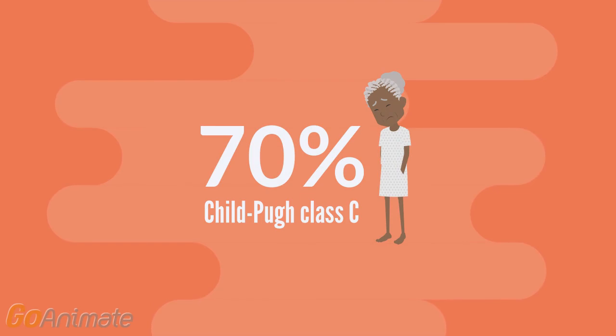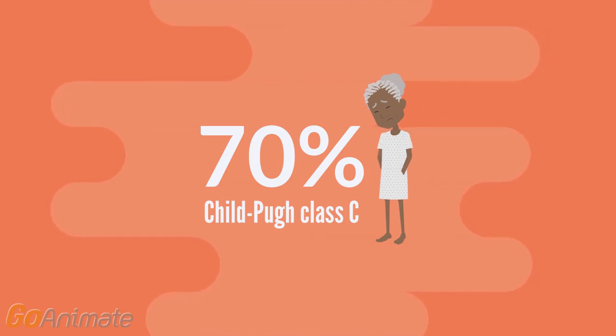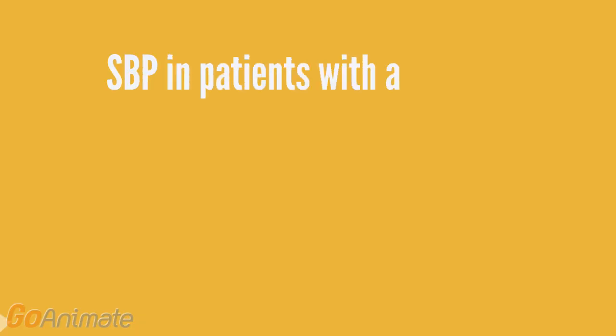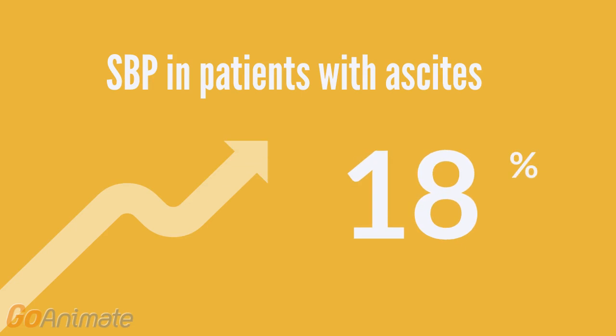Spontaneous bacterial peritonitis is a well-known complication of cirrhosis. 70% of patients with cirrhosis and spontaneous bacterial peritonitis are Child-Pugh class C. The development of spontaneous bacterial peritonitis is associated with poor long-term prognosis. In patients with ascites, the prevalence may be as high as 18%, although the etiology and incidence of hepatic failure differ between children and adults. In those individuals with ascites, the incidence of spontaneous bacterial peritonitis is roughly equal.